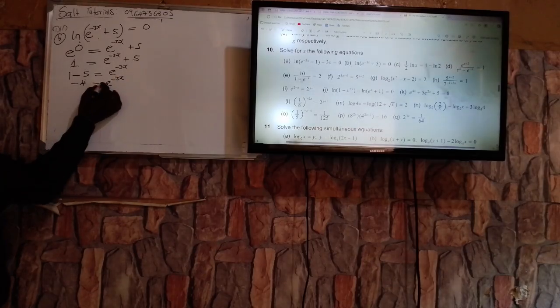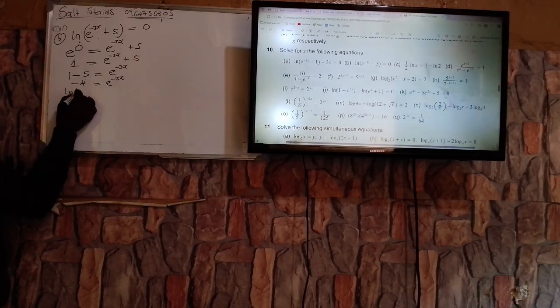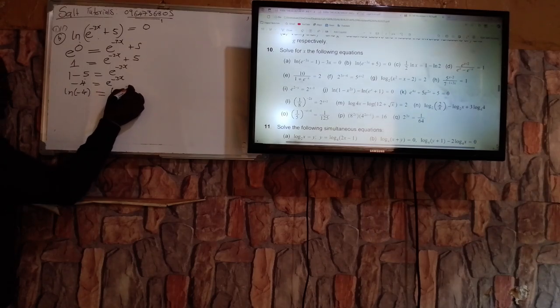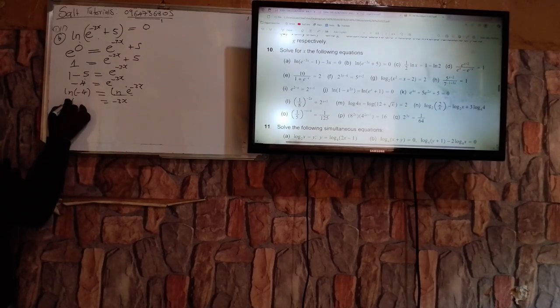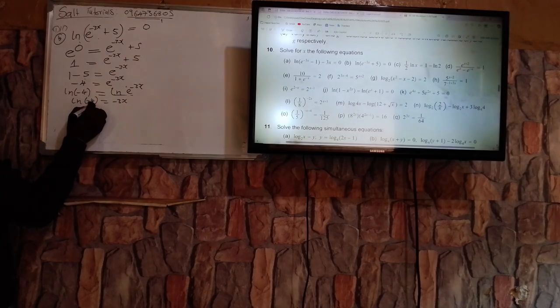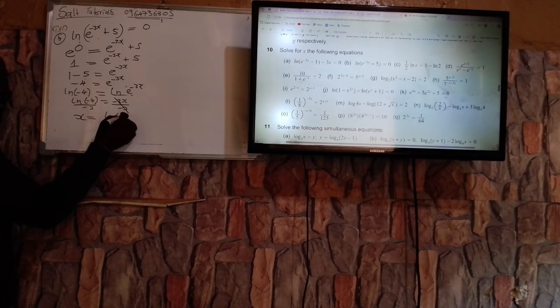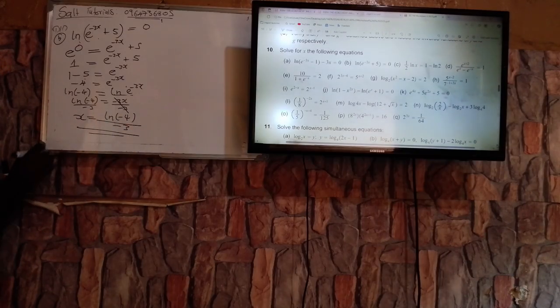We want this to come down, so natural log on both sides. I'm going to have the natural log of negative 4 equal to the natural log of e power negative 3x, implying that the negative 3x drops down. Natural log of e is 1. And on this side I have the natural log of negative 4 over negative 3, over negative 3. This goes, and the value of x becomes the natural log of negative 4 over negative 3. But look at this solution now.